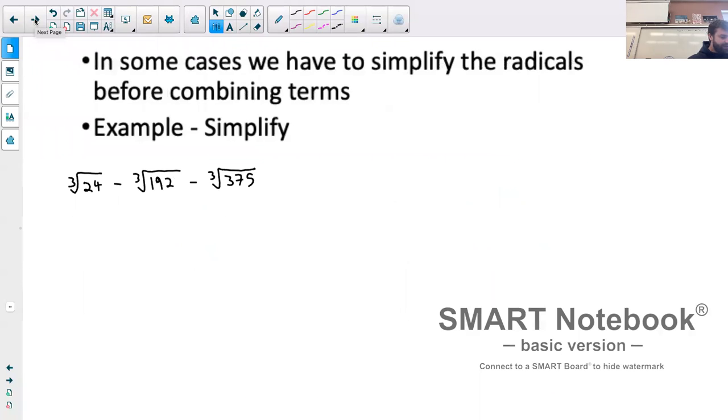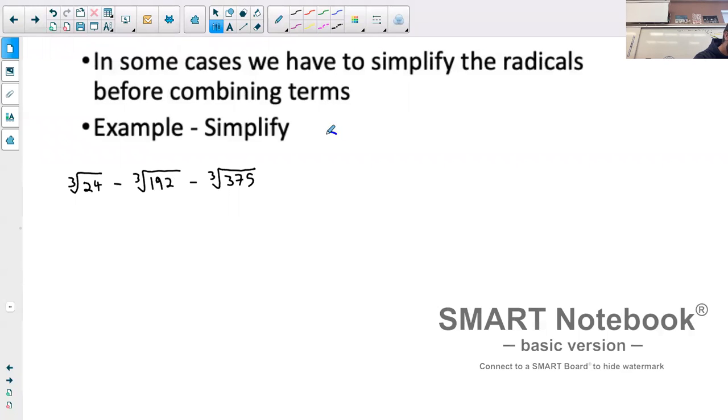Now, in some cases, we have to simplify radicals before combining terms. So in this case, I've got the cube root of 24 minus the cube root of 192 minus the cube root of 375. So at first glance, it doesn't look like we can combine them, but if we can change them into mixed radicals with the same value inside, then we can combine them.